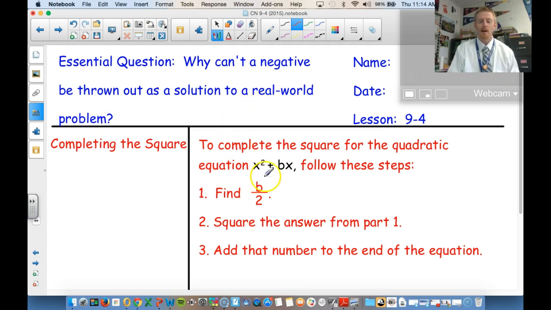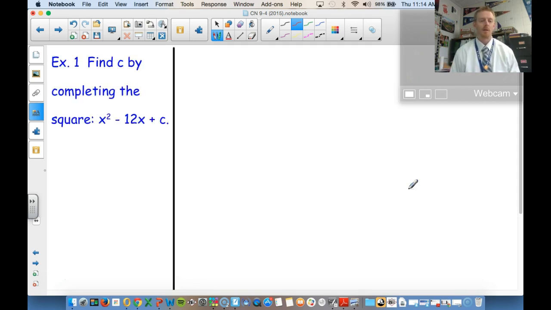Number one, we have to have our equation isolating the x squared plus bx part of the problem. Step two, we're going to find the b over 2. So we're going to divide b by 2, and then we're going to square the answer to that and add it to the end. So when we have our x squared plus bx plus c, the answer after step 3 gets added into the c. And we'll show you that example here on our very first problem.